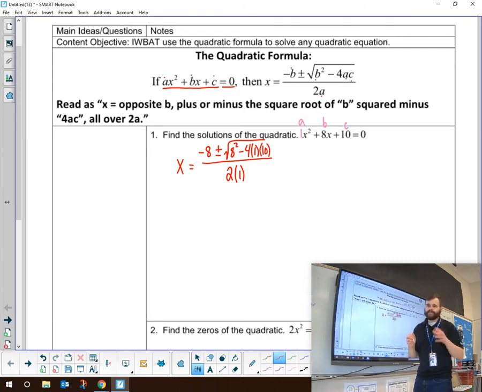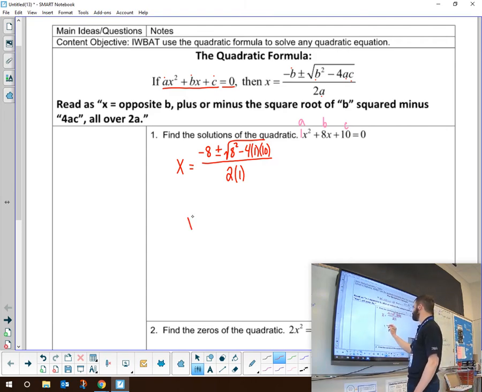So we simplify this step by step. Now we always want to start inside the square root. So simplify the stuff inside the square root. Heck, just use your calculator. Plug that into your calculator and it's going to tell you what's inside your square root, okay? Well, I'm going to do it in my head. 8 squared is 64. All right. Negative 4 times 1 times 10 is negative 40. 64 minus 40 is 24.